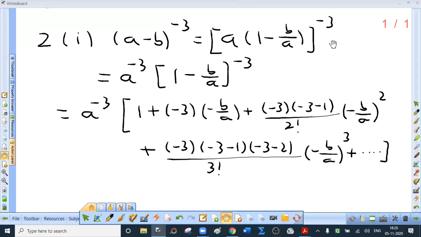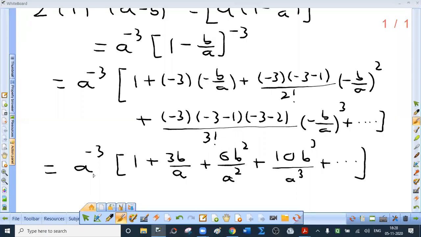Now second one, state by writing the first four terms the expansion of the following where mod b is less than mod a. First one. Now within bracket take a common. So a into 1 minus b upon a raised to minus 3. Laws of indices. So a raised to minus 3 into this. Now we are given that mod b is less than mod a. So we can use expansion for 1 plus x raised to n. So it is 1 plus, what is n? Minus 3. What is x? Minus b upon a. Simplify. Tell me the final answer. So the final answer is a raised to minus 3 into in bracket 1 plus 3b upon a plus 6b square upon a square plus 10b cube upon a cube plus dot dot dot. You're not supposed to open the bracket.